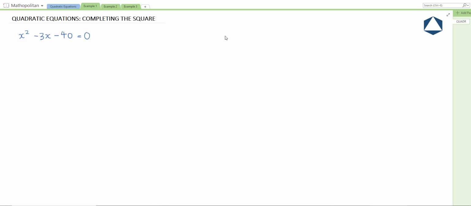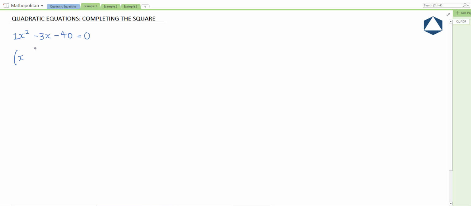Now we'll look at three examples where we use the method of completing the square. So first we have x squared minus 3x minus 40 equals 0. First we need to ensure that the coefficient of x squared is equal to 1. If not, we have to divide both sides by the coefficient of x squared. So now we can proceed. We'll just follow the steps.